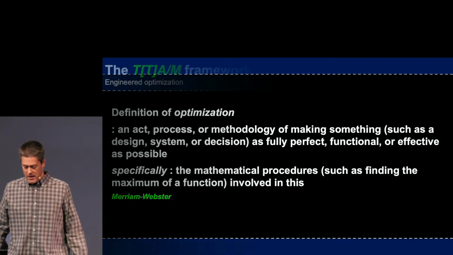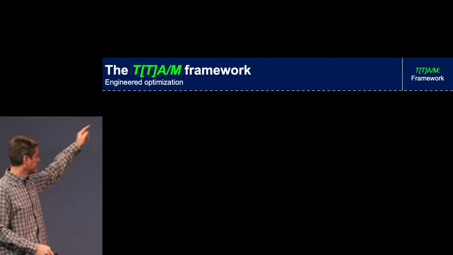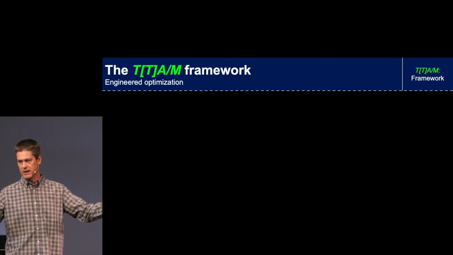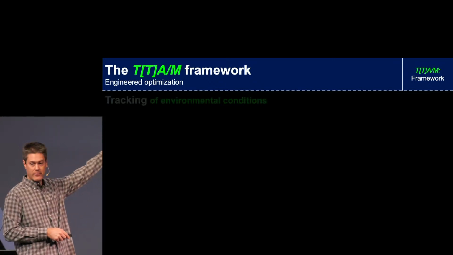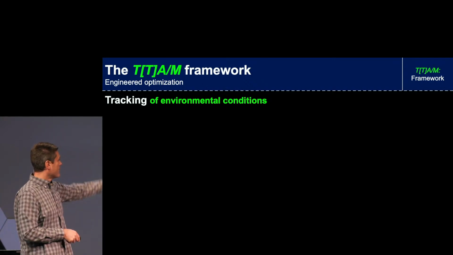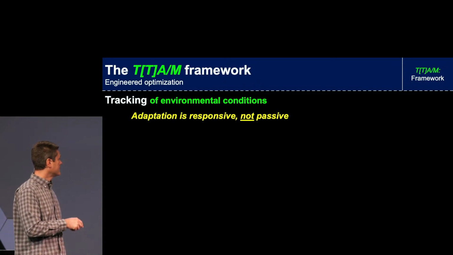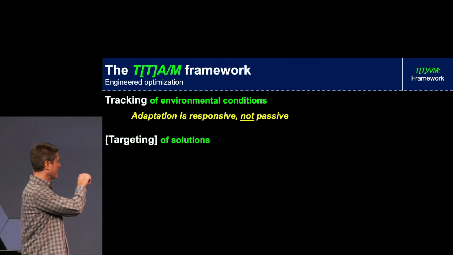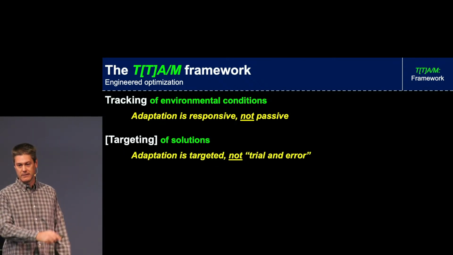Okay, so I'm going to propose a framework to help us understand what's going on with adaptation. And I'm calling it the TTAM Framework. And this is describing what's going on that's engineered optimization in living things. So what does TTAM stand for? Well, T is for tracking of environmental conditions. I'm going to assert that organisms track environmental conditions and that adaptation is thus responsive, not passive. The second T stands for targeting of solutions to environmental problems that these organisms encounter. And I'm going to say there that adaptation is targeted, not trial and error. It's purposeful, it's targeted.